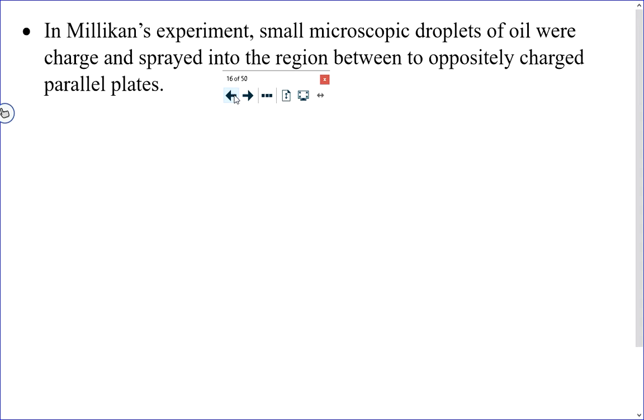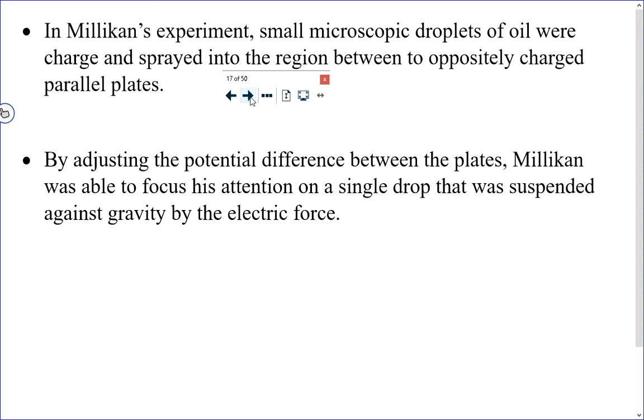So what does he do? He sprays little tiny microscopic droplets of oil in between two oppositely charged parallel plates. And then he adjusts the potential difference between the plates, the voltage between the plates, until he's able to look at one particular drop that is suspended against gravity by the electric force. And we'll look at the analysis and what he does with that information in a second.